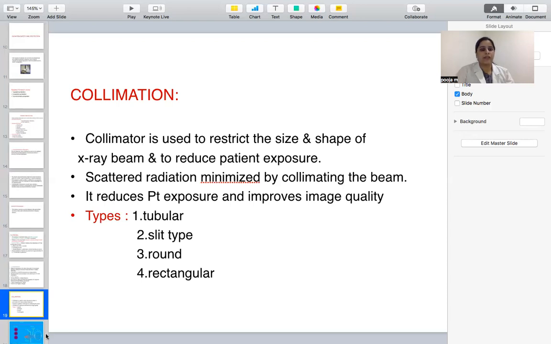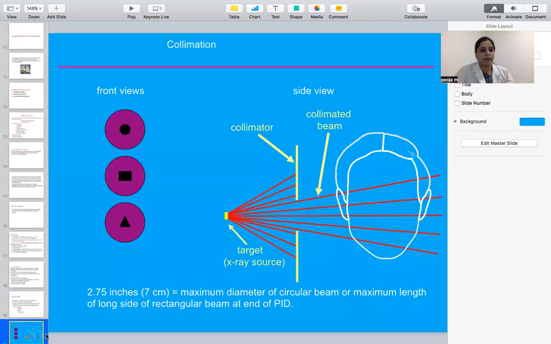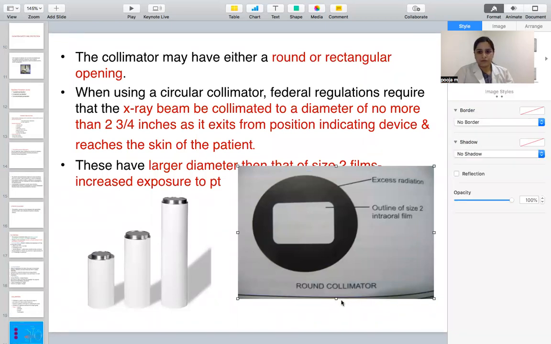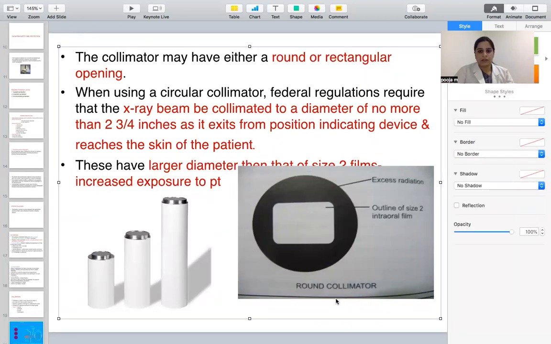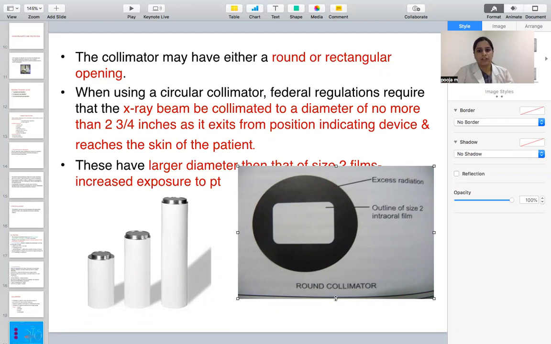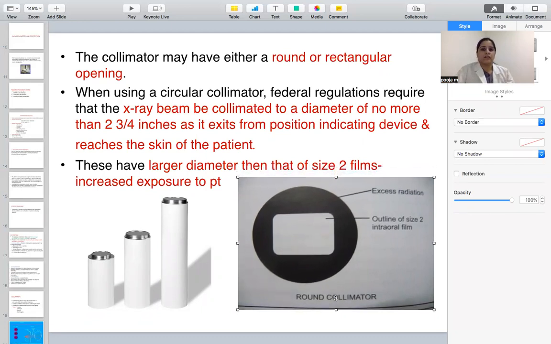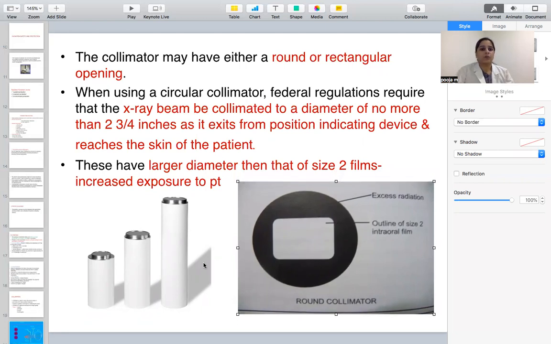And there are mainly 4 types of collimator, that is slit type of collimator, tubular type of collimator, rectangular type of collimator, and circular type of collimator. So now coming to the type of collimator which is most commonly preferred, amongst all these, round or rectangular collimator is most preferred.